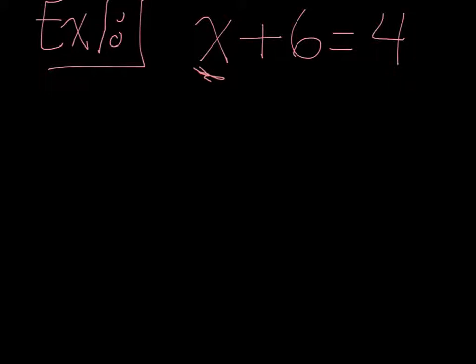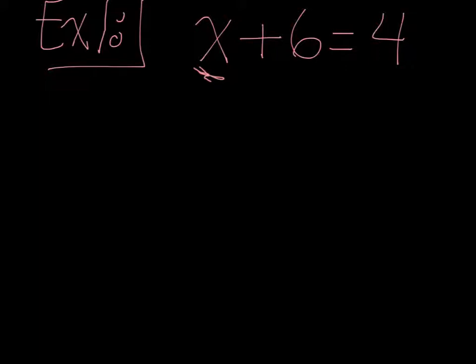Okay, so let's look at this first example. We have x plus 6 equals 4. There's a few rules that we have to follow whenever you're solving an equation. The first rule is to always do the opposite when you're crossing the equal sign. And the second rule is whatever you do to one side, you have to do to the other.